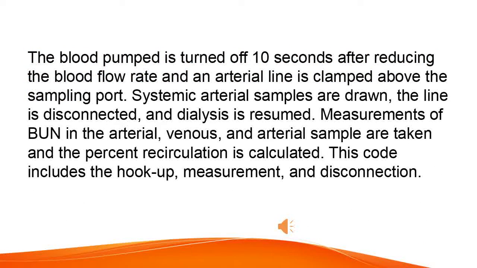The blood pump is turned off 10 seconds after reducing the blood flow rate and an arterial line is clamped above the sampling port. Systemic arterial samples are drawn, the line is disconnected, and dialysis is resumed. Measurements of BUN in the arterial, venous, and arterial sample are taken and the percent recirculation is calculated. This code includes the hookup, measurement, and disconnection.